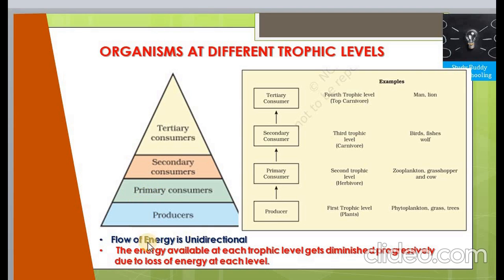So these 2 points you have to remember. Flow of energy is unidirectional and the energy available at each trophic level gets diminished progressively due to loss of energy at each level.